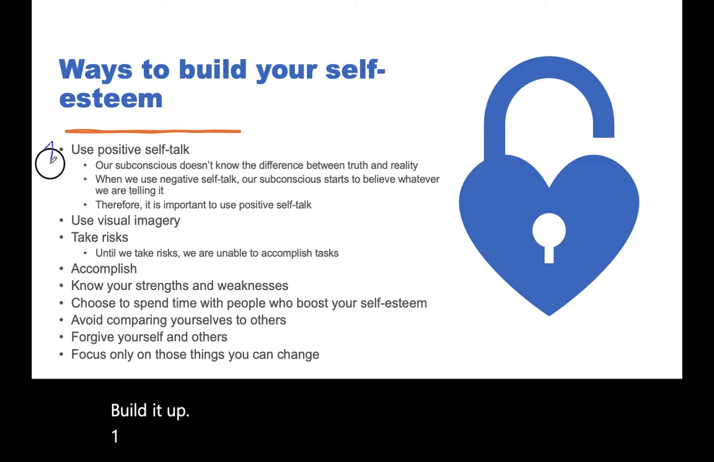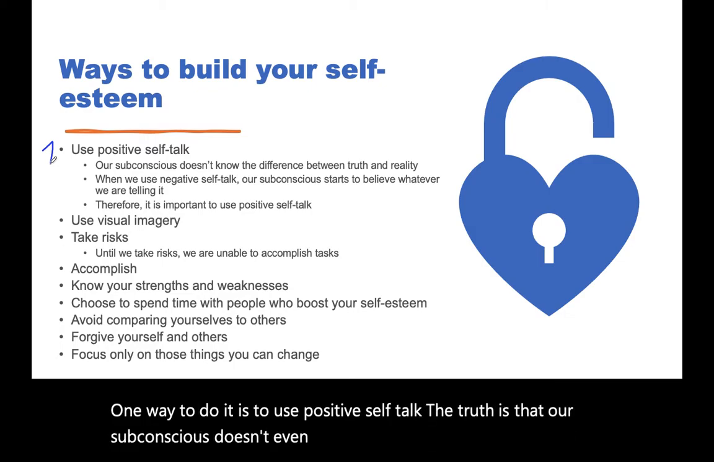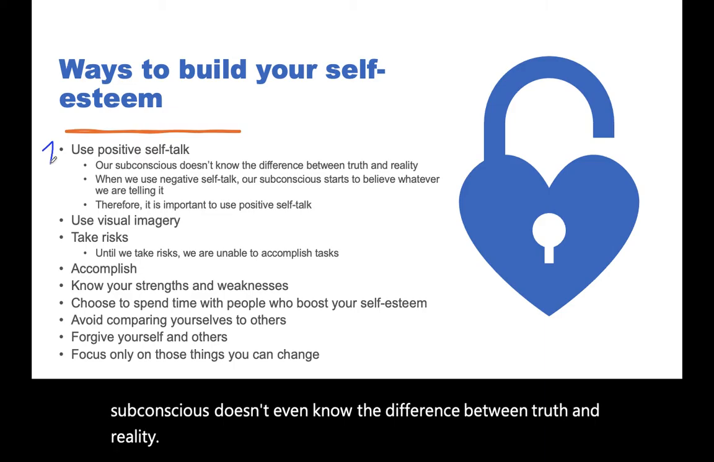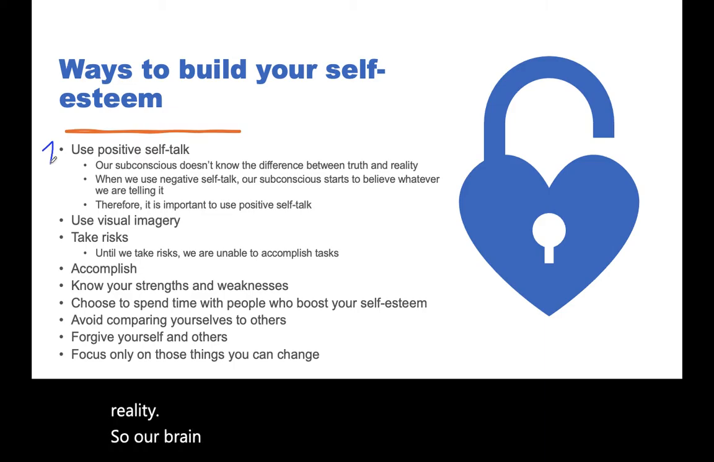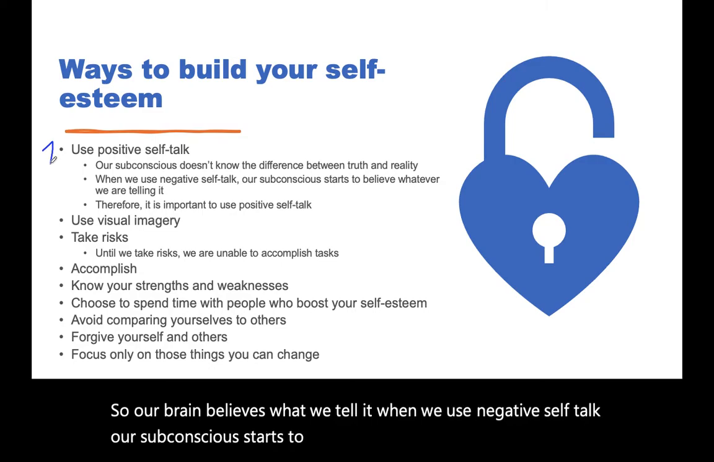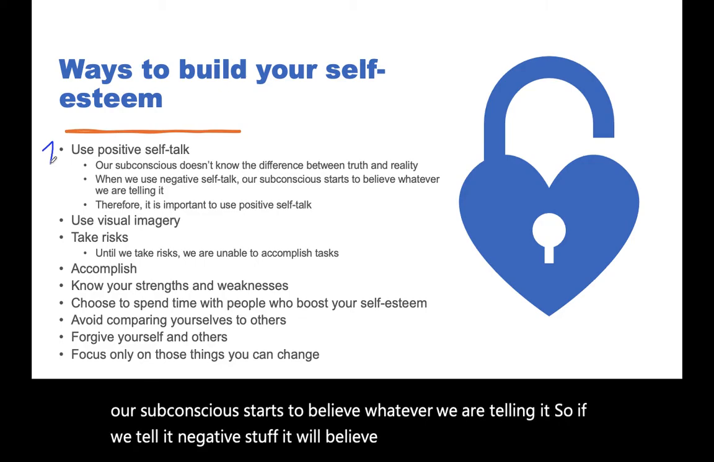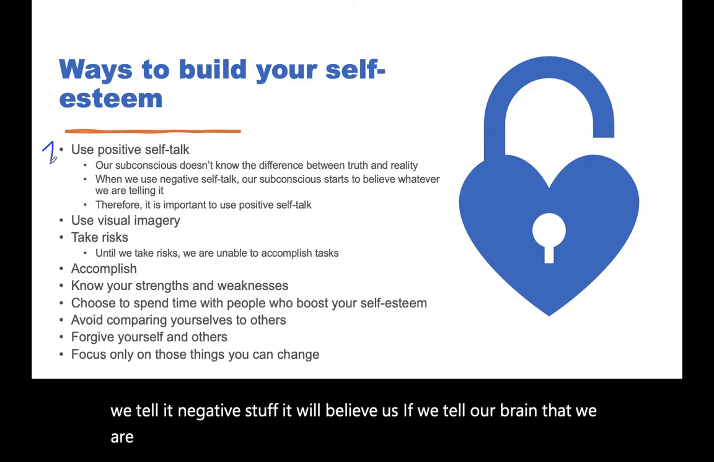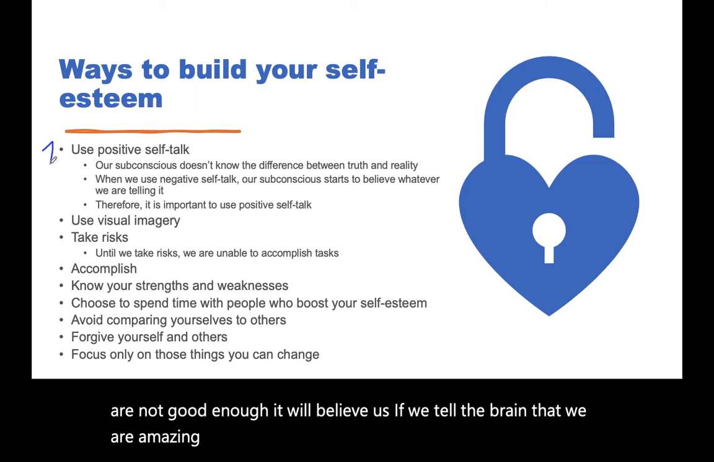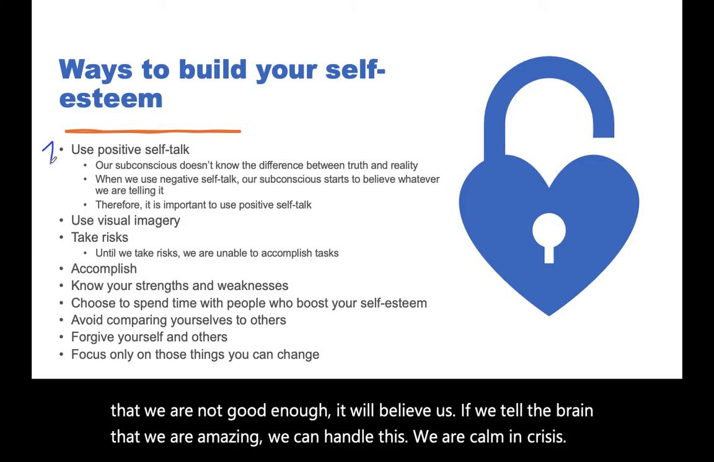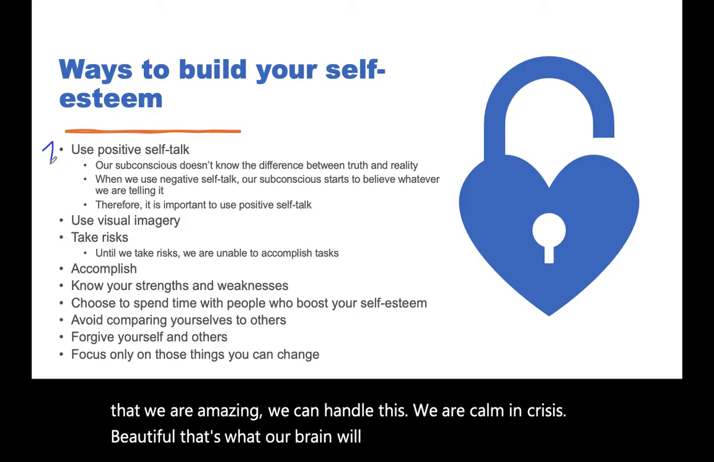One way to do it is to use positive self-talk. The truth is that our subconscious doesn't even know the difference between truth and reality. So our brain believes what we tell it. When we use negative self-talk, our subconscious starts to believe whatever we are telling it. So if we tell it negative stuff, it will believe us. If we tell our brain that we are not good enough, it will believe us. If we tell the brain that we are amazing, we can handle this, we are calm in crisis, beautiful, that's what our brain will believe. So it's very important to use positive self-talk.